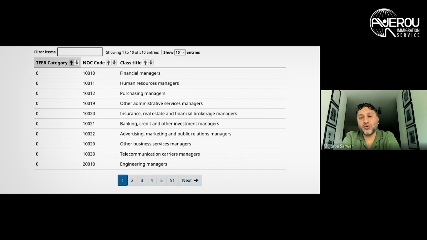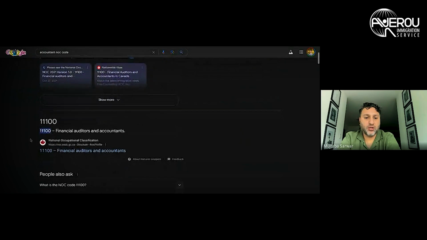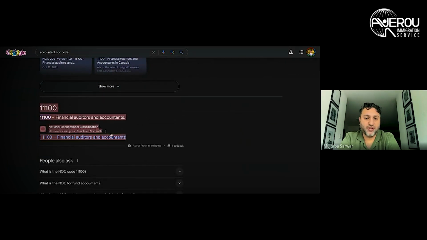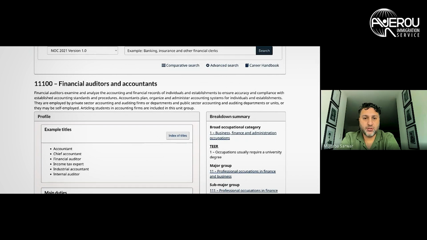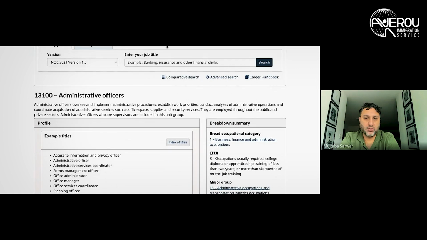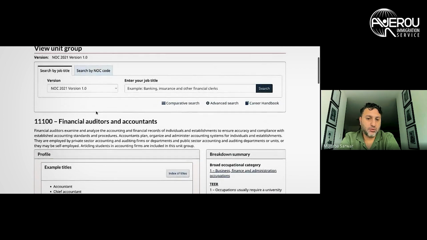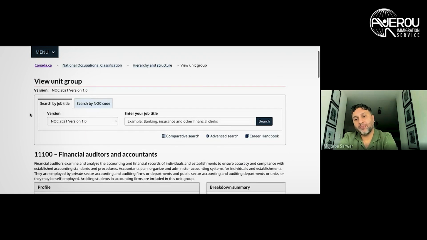So what we would do is we would just go to Google and type in accountant NOC code. The first thing that would come up is the National Occupational Classification website, and we would click here. Financial auditors and accountants. Look, it looks the same as the admin officer NOC code that we were looking at earlier. Here Ala threw out accountant. So this is the ESDC website. This is the best website to look at NOC codes.